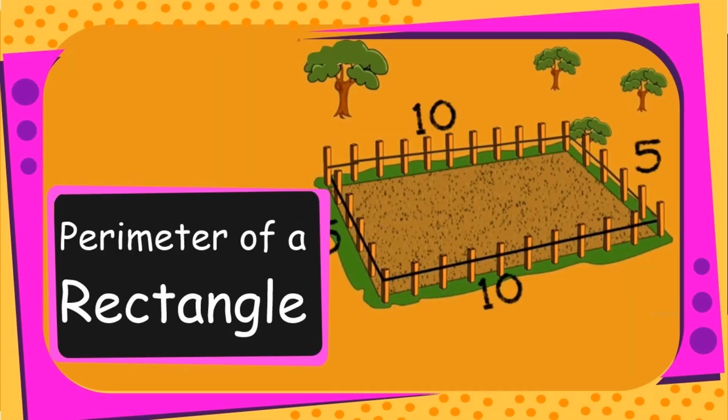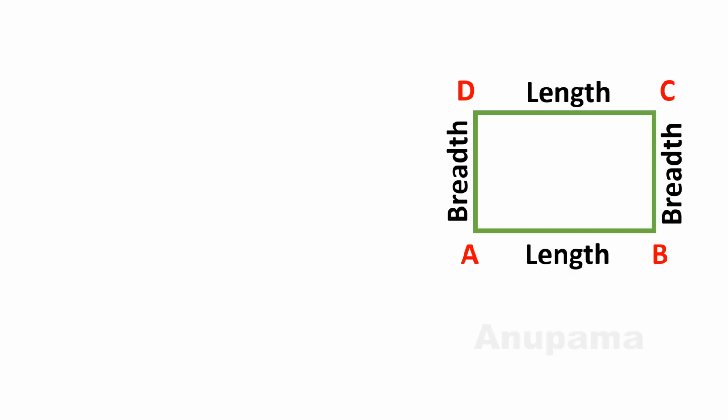Students, in a series of perimeter. Today's topic is perimeter of a rectangle. Here is a rectangle, and you know that a rectangle has equal opposite sides. That's why a rectangle has length and breadth. So let us find out the formula of perimeter.